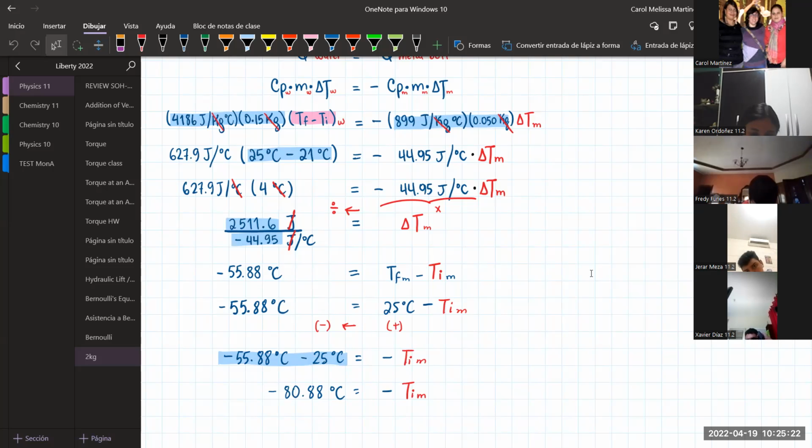And because I have those two negatives on the two sides of the equation, we're going to cancel them out. So in the end, the initial temperature of the metal bolt is equal to 80.88 degrees Celsius.